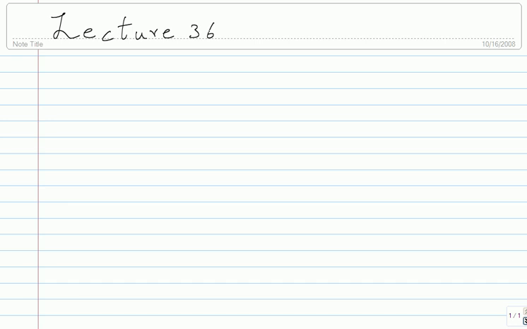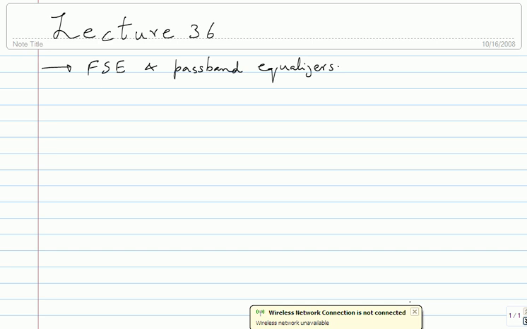Okay, and so the last thing we saw was a couple of ideas. Hopefully you remember fractionally spaced equalizers and passband equalizers. While being similar in the ideal case to what's achieved by the previous structures that we saw, like symbol rate equalization and even baseband equalization, in practice there might be a lot of advantages to these two things because of various other reasons. So these two things are used in several systems.